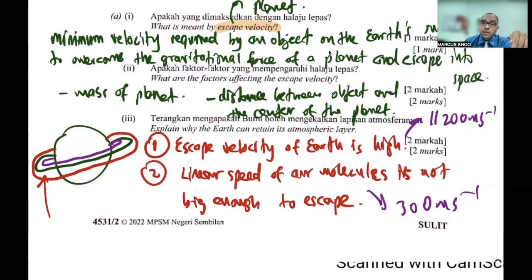The escape velocity of Earth is high, which is actually 11,200 meters per second. You don't have to remember the 11,200, but you just have to remember that in order to escape Earth, you need to achieve a very high escape velocity. Unfortunately, the linear speed of the air molecules is not big enough to escape. It is about 300 meters per second, which is fast, but not fast enough to escape the Earth's gravitational pull. So it's a 2-mark question, so we're expecting a 2-point answer.